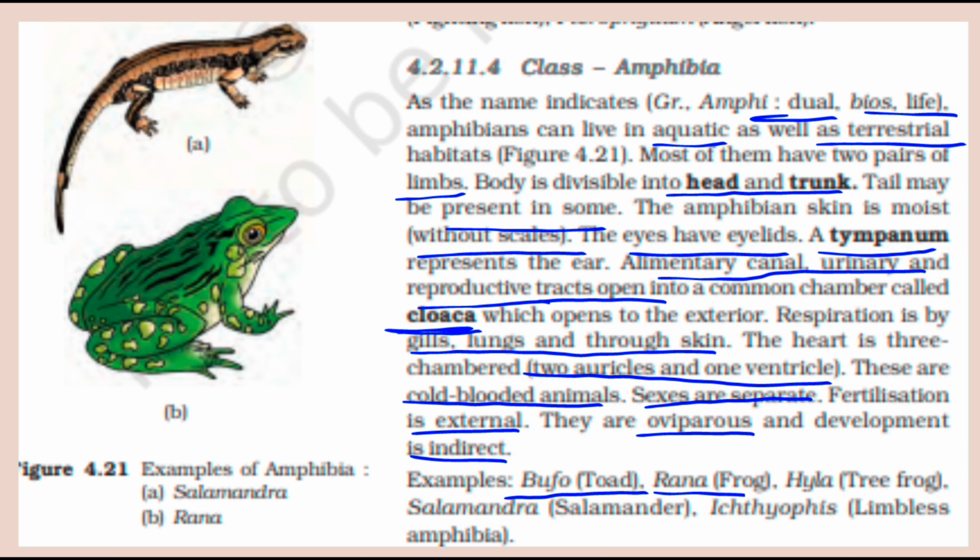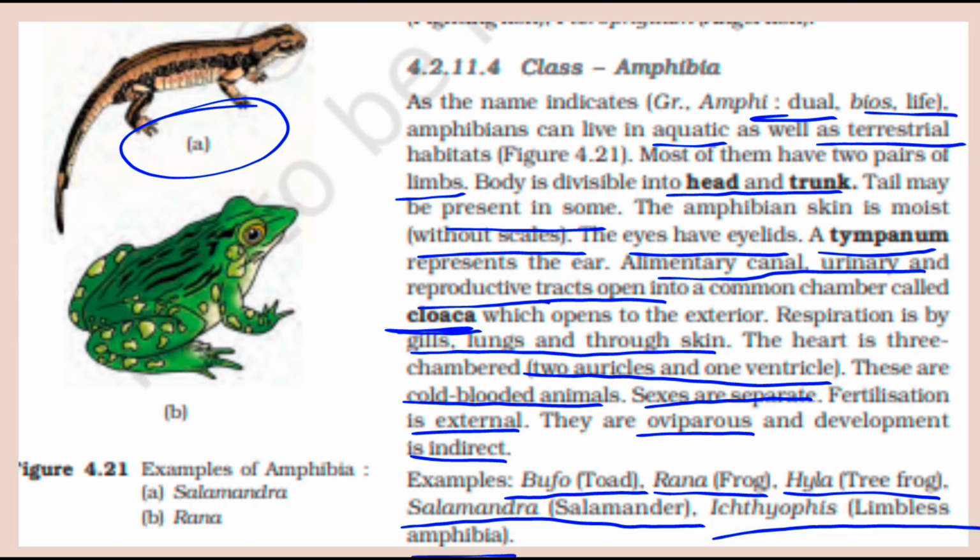Bufo means toad, rana frog, hyla tree frog, salamandra salamander, ichthyopis limbless amphibia. This is salamander, this is rana means frog.